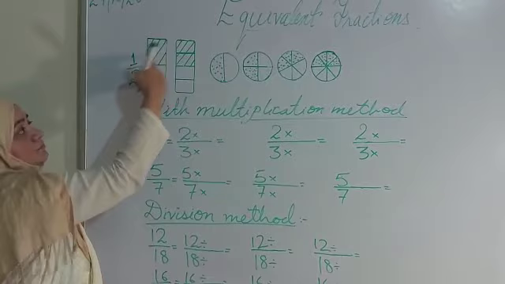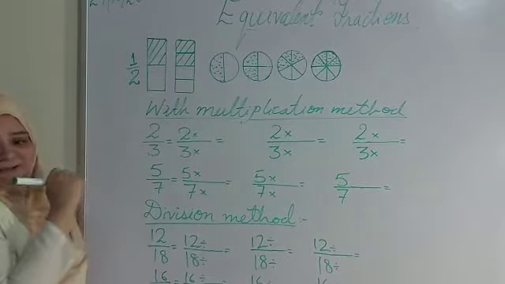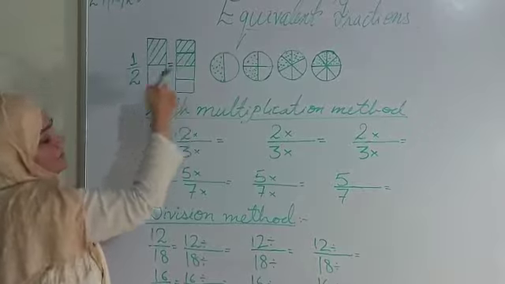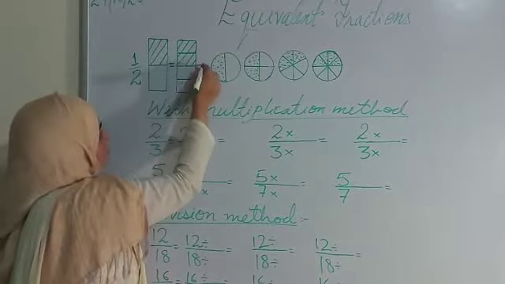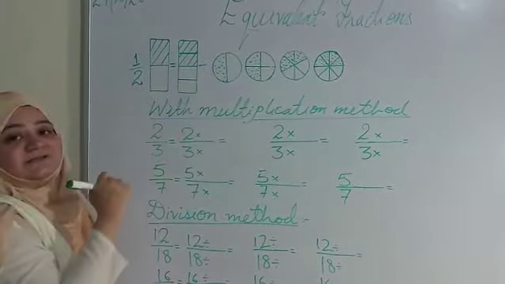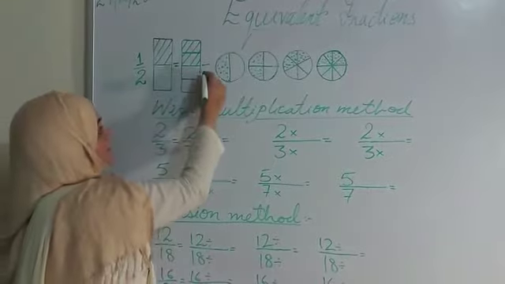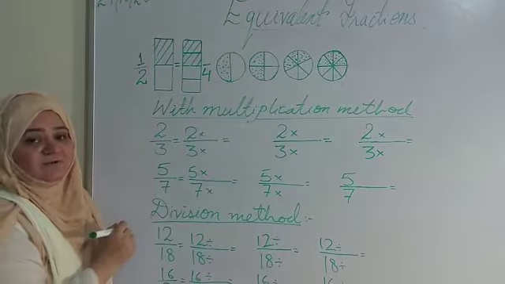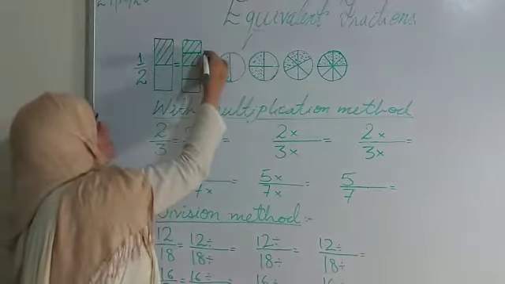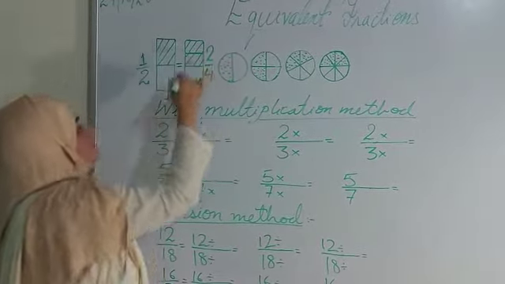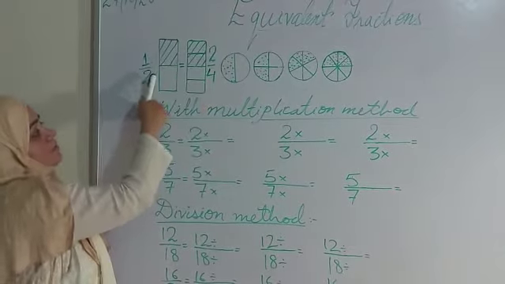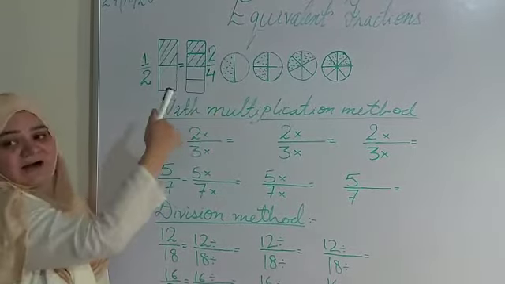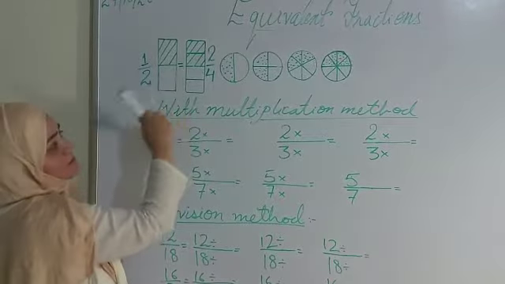1 upon 2, the shaded part is the same. So that is equal to, if we are going to write the fraction for it, how many parts is this figure divided into? This is divided into 4 equal parts. So we will write 4 in denominator. And how much is shaded? 2 parts. So we will write 2 in numerator. It means my 1 upon 2 is equal to 2 upon 4. We will learn afterward how it is equal.